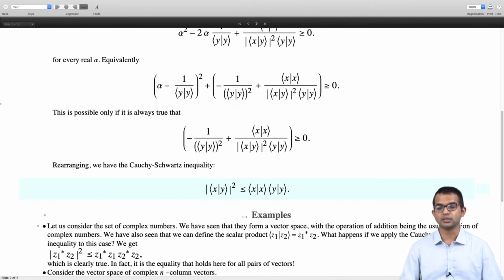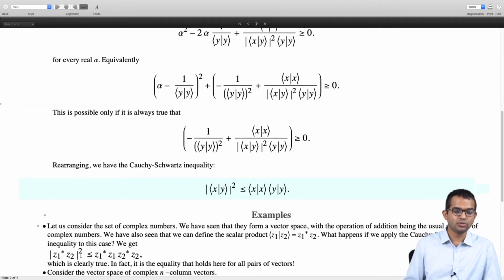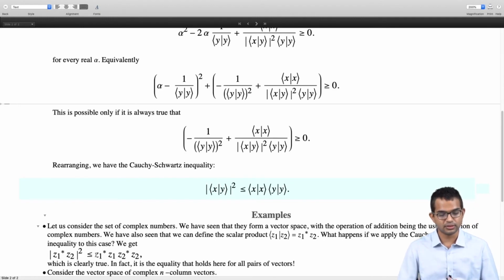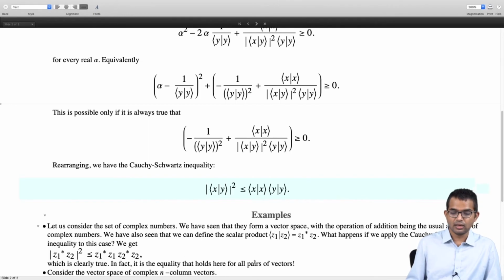So look at what happens here. For this case, it turns out that this inequality becomes a trivial equality, right? So why does this happen? You have mod of z1 star z2, the whole squared, which must be less than or equal to z1 star times z1 times z2 star times z2. But the right hand side and the left hand side are the same for any two vectors z1 and z2. So it's never going to be a hard inequality. It's always going to be an equality, right? So it reduces to an equality in this particular case.